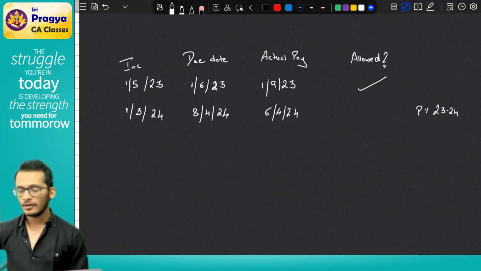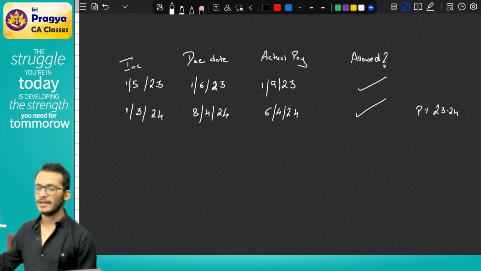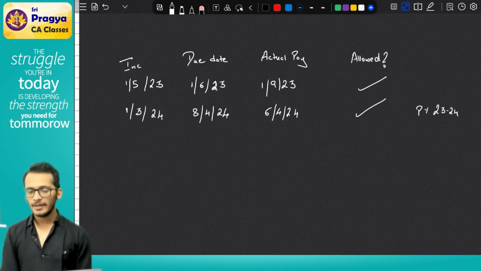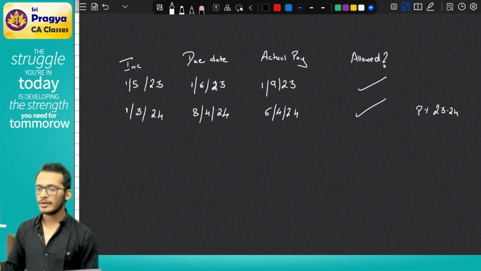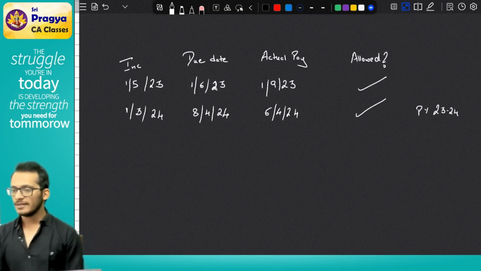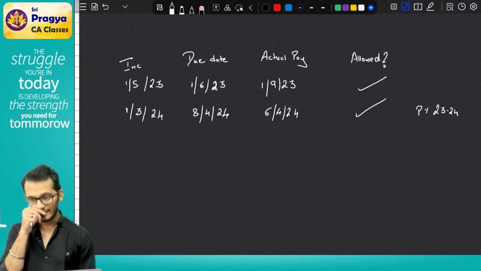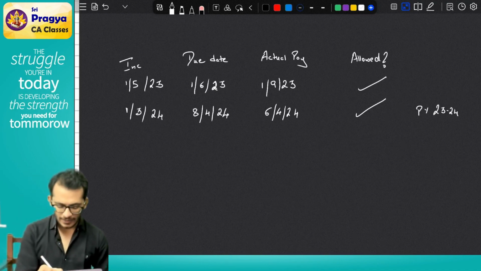Is it allowed, not allowed? It is allowed. Rahul, why is it allowed? Understand, you have paid it within the due date. Your due date is 8th. You have paid it on 6th. Is it within the due date? Yes, which means if it is within the due date, you can claim it on actual accrual basis. Yes or no? Yes.